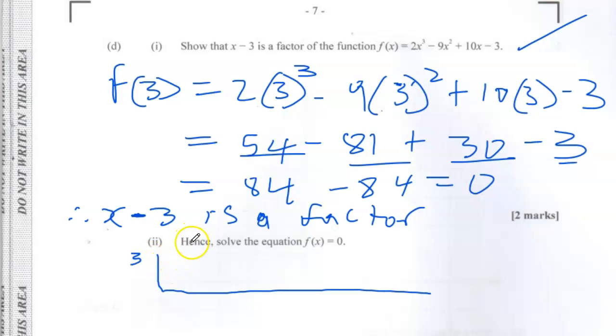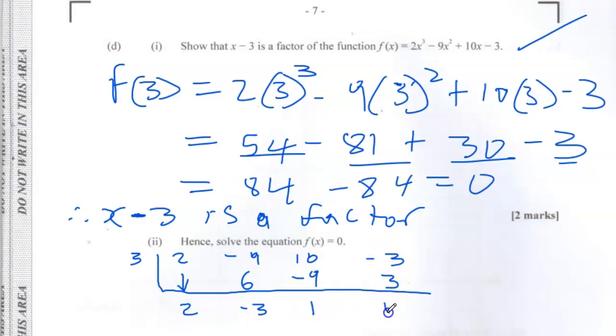In the L, we put the coefficients of the function: 2, negative 9, positive 10, and negative 3. So we bring down the first value, 2, and 3 times 2 is 6. Add these two numbers, negative 9 plus 6 is negative 3, and multiply. So 3 times negative 3 is negative 9. 10 minus 9 is 1. So 3 times 1 is positive 3.